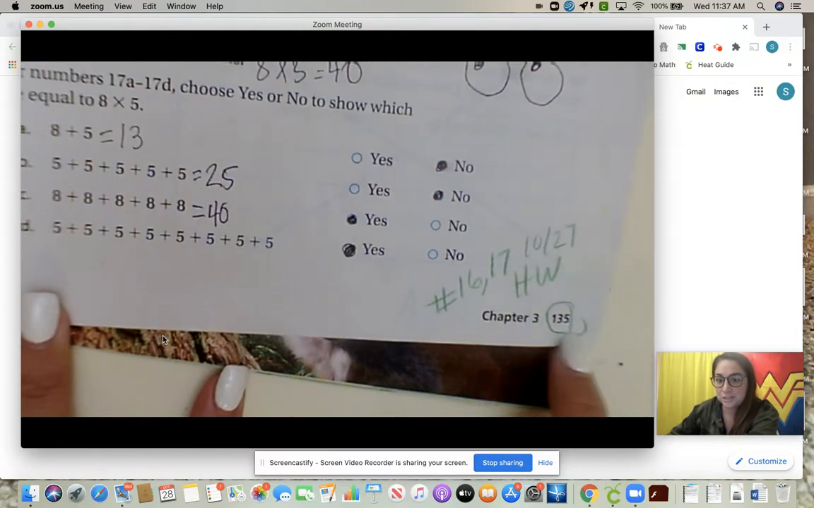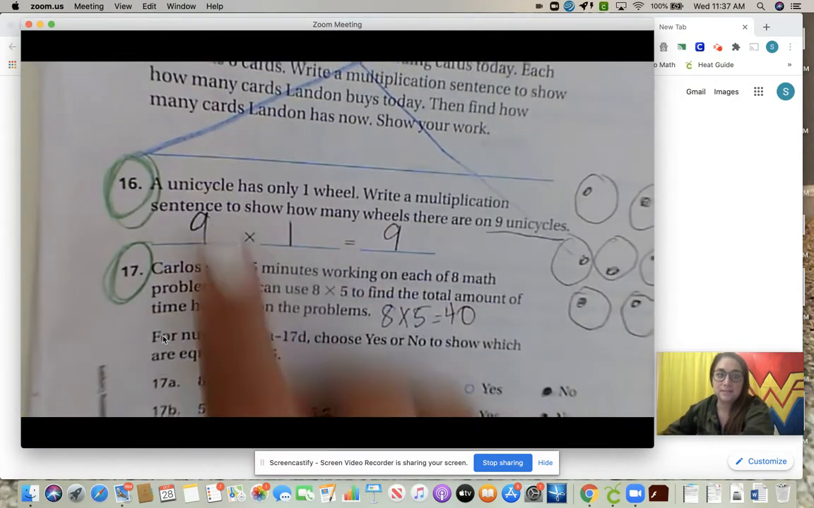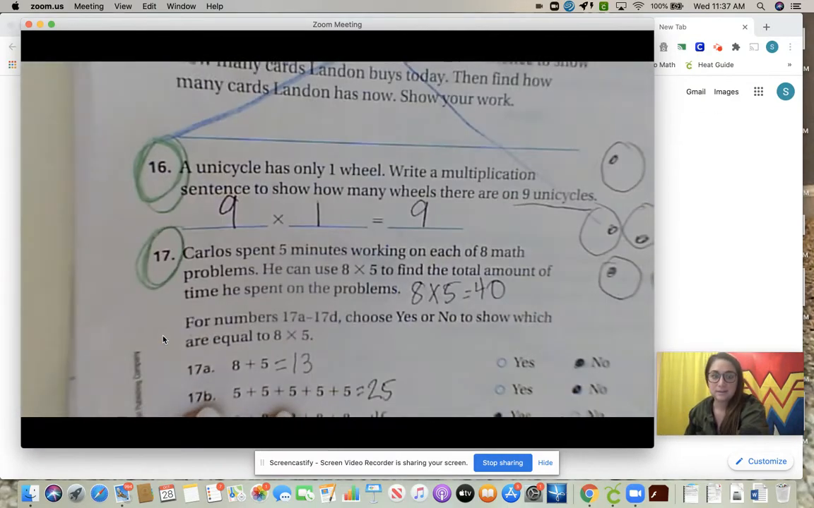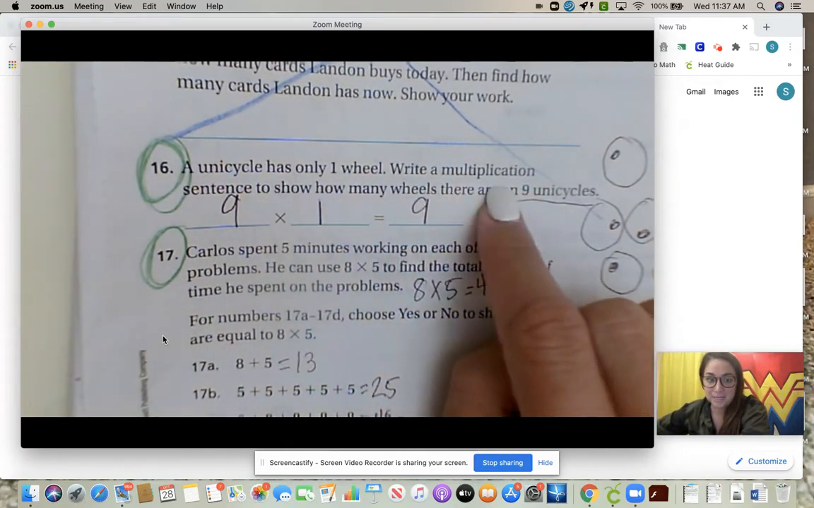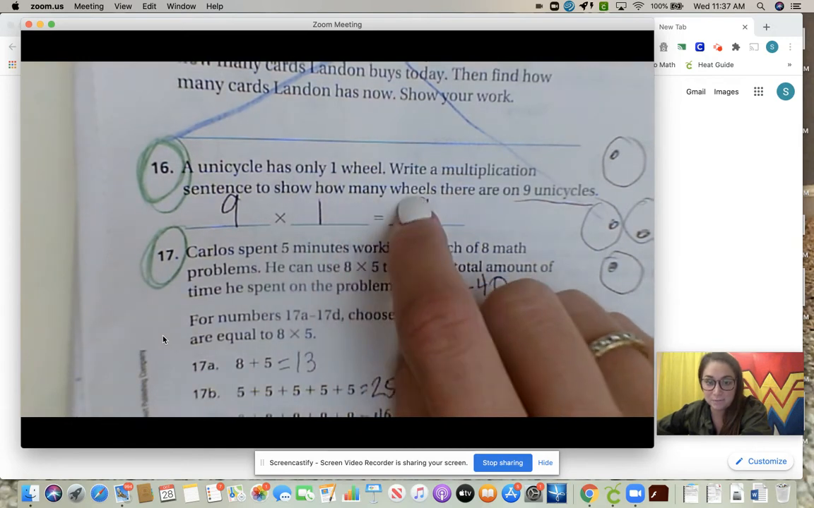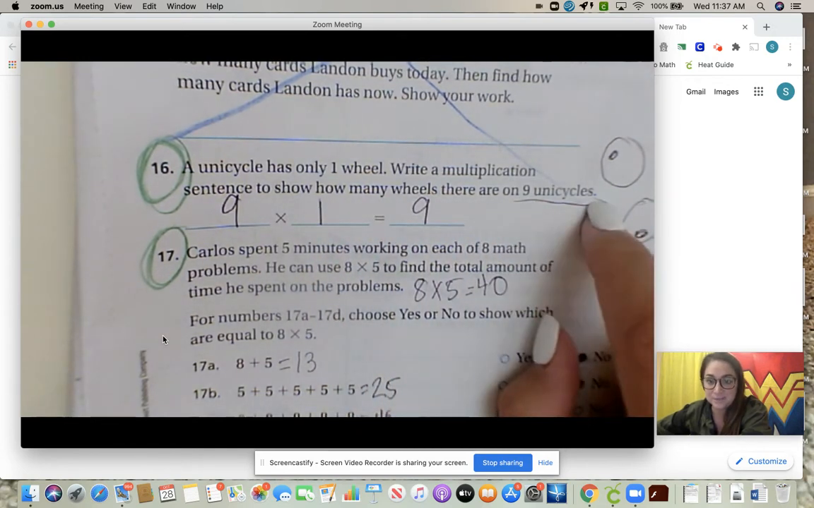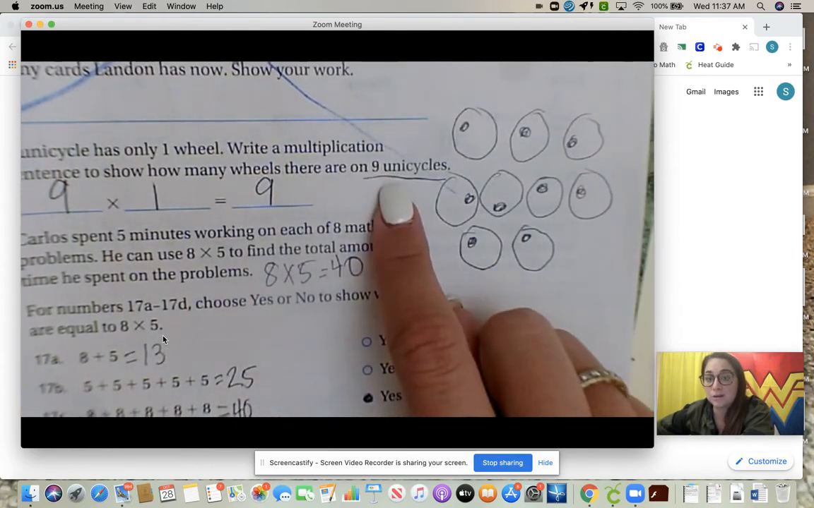Page 135, number 16. A unicycle has only one wheel. Write a multiplication sentence to show how many wheels there are on 9 unicycles. Well, to show a picture, you need to draw the groups first.